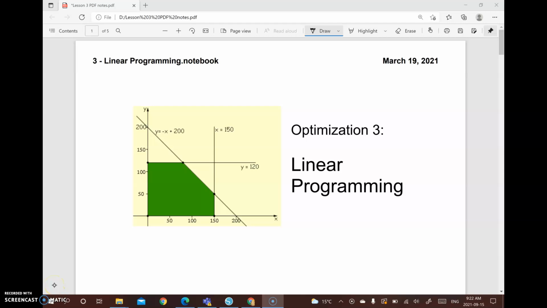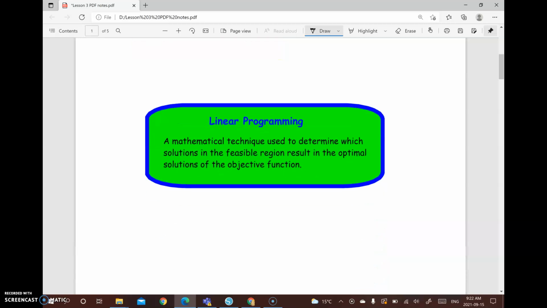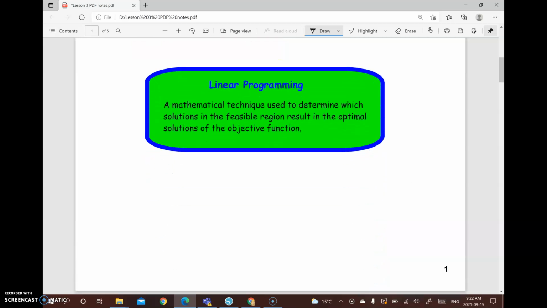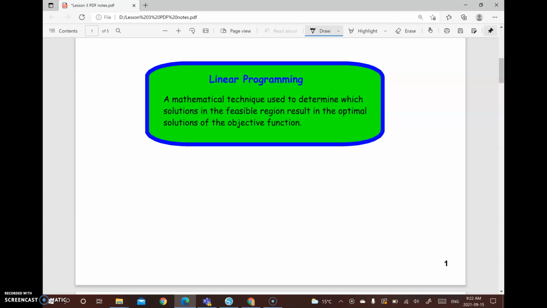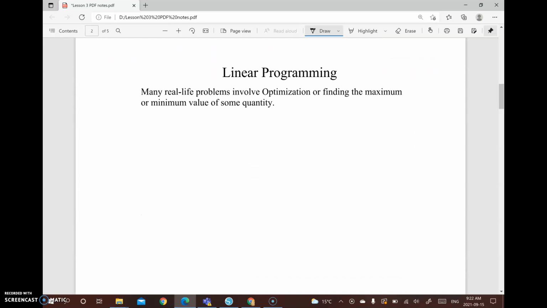This lesson is on linear programming. And just to go over those definitions as a review, it's a mathematical technique used to determine which solutions in the feasible region result in the optimal solution of an objective function. Many real-life problems involve optimization, or finding the maximum or minimum value of some quantity. So even in our world, that's what marketing is. We want to, if you're running a business, make the most amount of money and have the least amount of expenses. So in order to find out where this perfect solution is, this perfect happy medium, linear programming is our best friend.